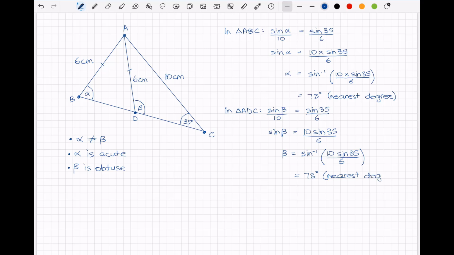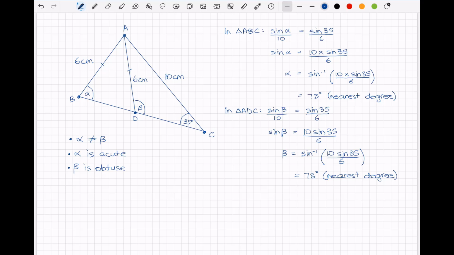And clearly here is where the ambiguity arises, because we already noticed alpha is not equal to beta. Alpha is acute, so alpha being 73 makes sense, but beta being 73 degrees does not make sense. Beta should be obtuse, but here the application of the sine rule is spitting out an answer that doesn't make sense. It's ambiguous because we've got two clearly different angles, yet a formula that's giving us the same value.